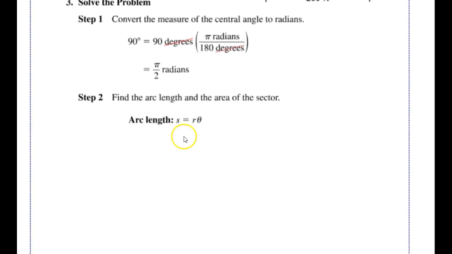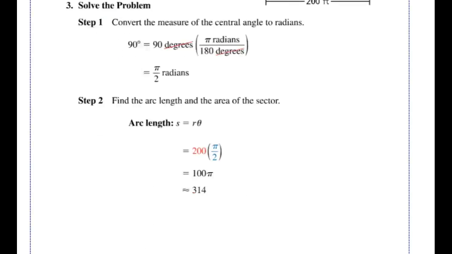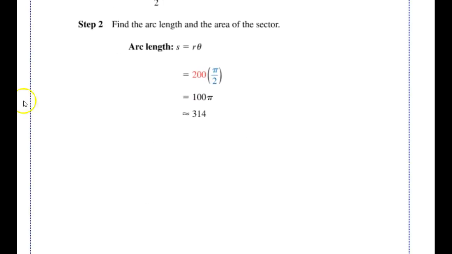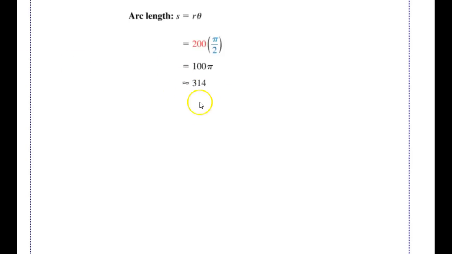So first let's find the arc length. I know that S equals r theta. Well, I'm given an r value of 200. Theta we found was pi over 2, and I can simplify to be 100 pi, which is approximately 314. Generally, we want to leave this in exact answers unless we're finding some real world problems. Because 100 pi does not actually tell me how much fence I need to order. I need to convert that to feet or meters. What am I actually looking at? I'm looking at feet, so I want to convert it to feet.